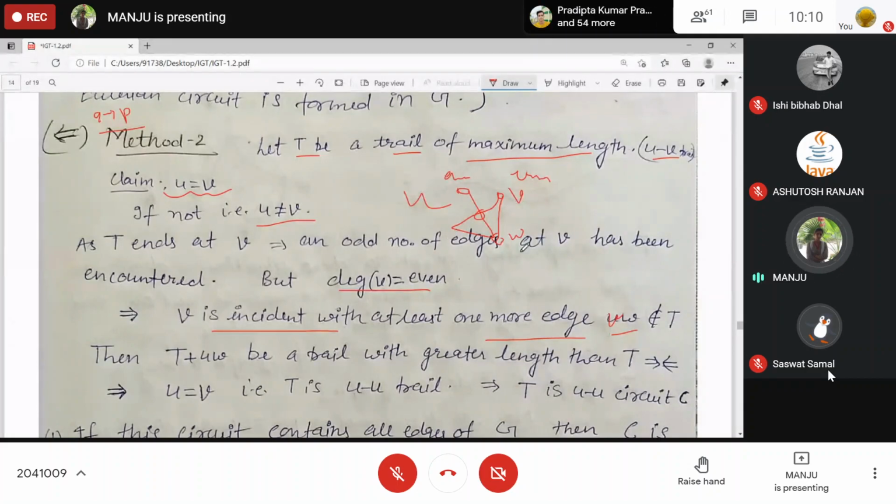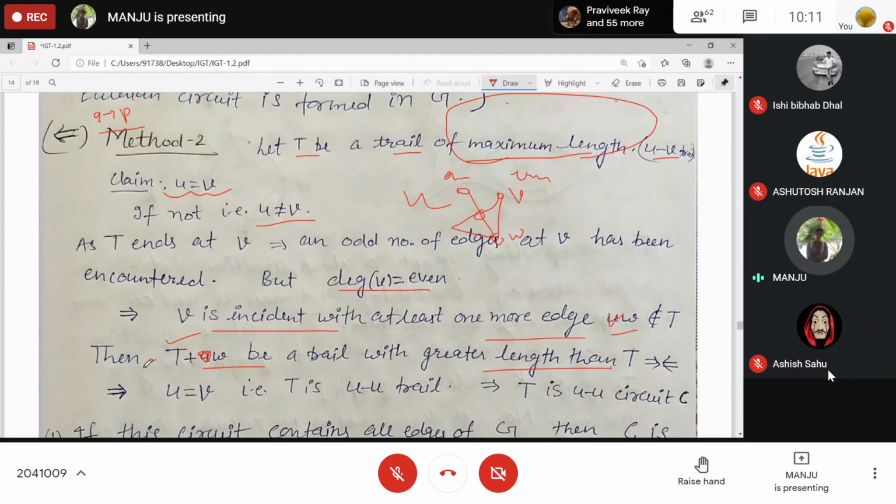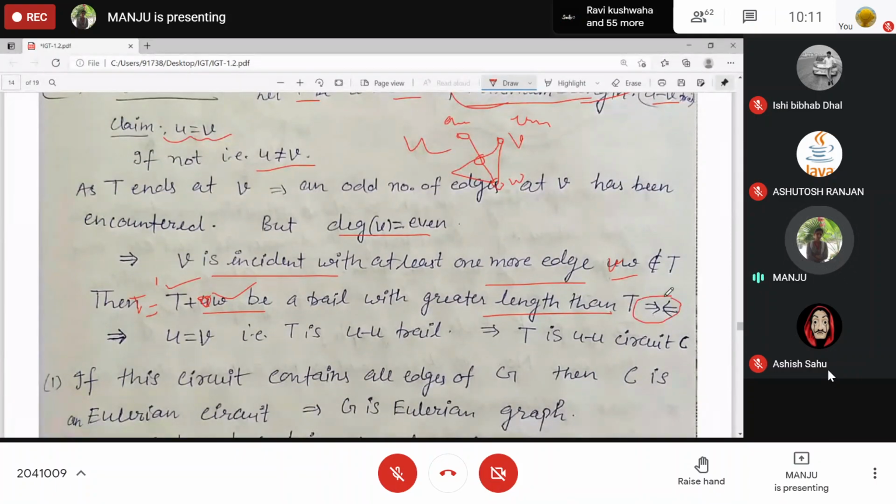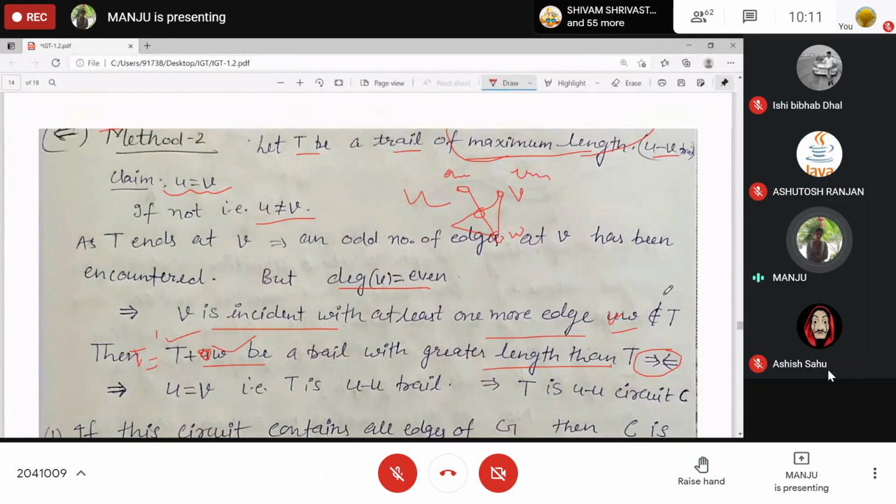Now you add this edge VW to T, and you will have a trail of greater length than the maximum length trail T. This becomes T star, some other trail that has one more edge than T. So that is a contradiction. Why a contradiction? Because T was the trail with maximum length.